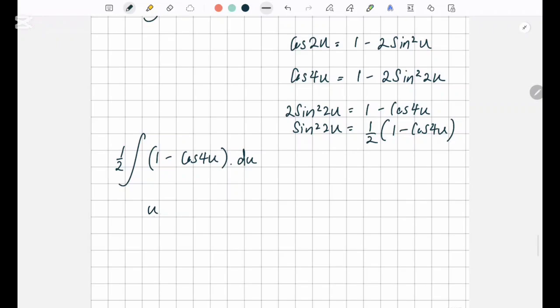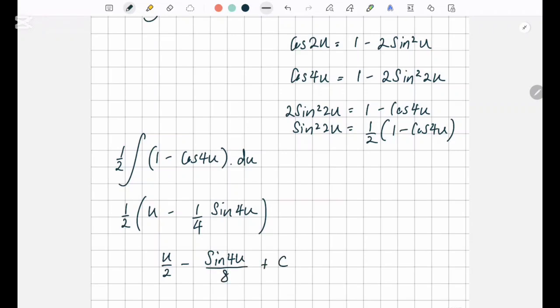So the integration is going to be u over 2. No, let's not expand with half, let's just write u minus the integration of cos, and we have a 4 inside, so it's 1 over 4 into sine 4u, right? The integration of cos is sine. Now you multiply these terms by half, so it's u over 2 minus sine 4u over 8 plus c.